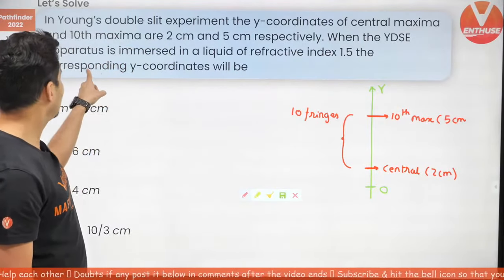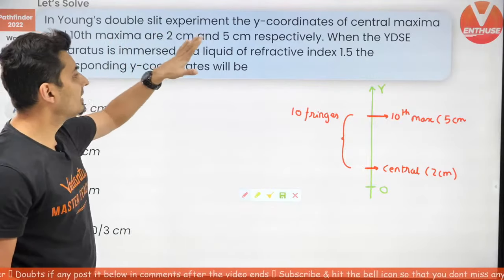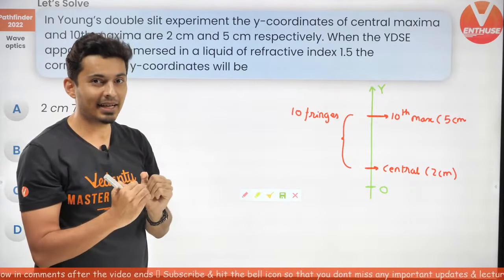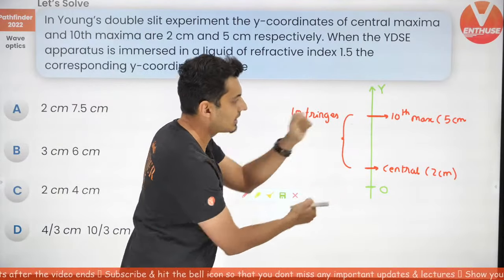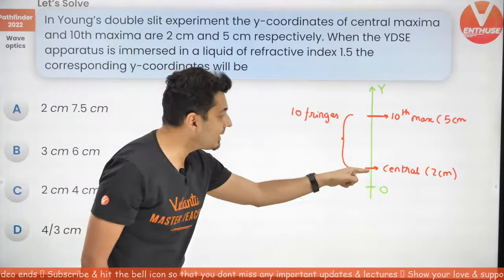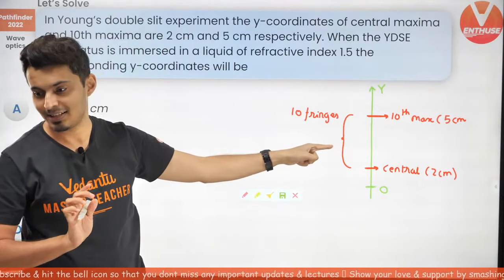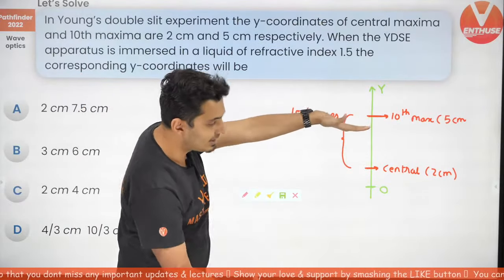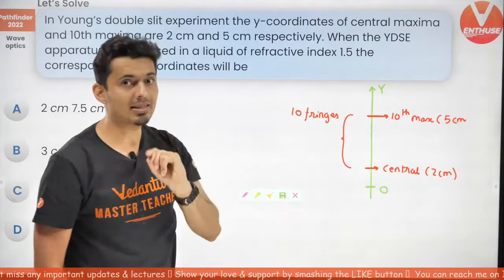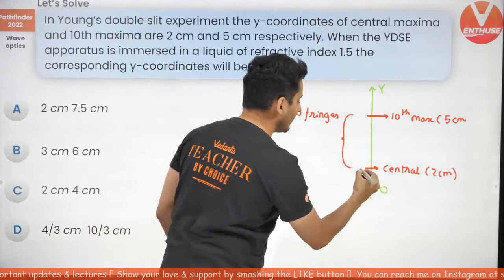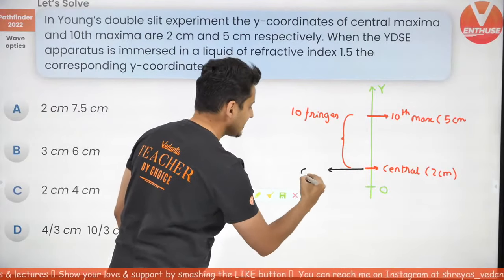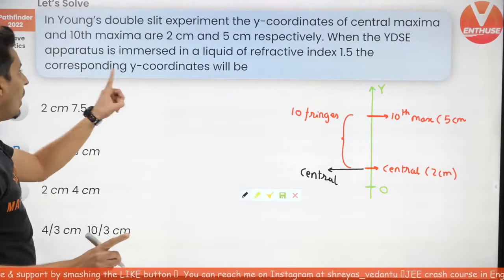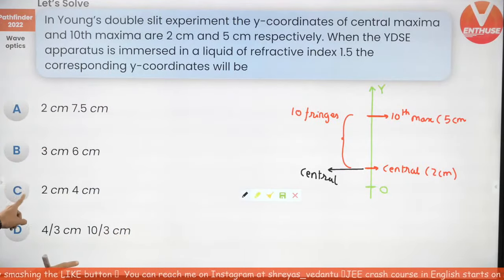Now the moment you immerse it in a liquid, these fringes will collapse. These fringe widths will decrease, right? And you will see the entire pattern will shrink. But the central maxima will remain wherever it is. It will not change. The one on the top will come closer, the one below will also come closer. So even after dipping it in a liquid, the central maxima remains as it is. So the y coordinate of the central maxima should still be 2 centimeters.